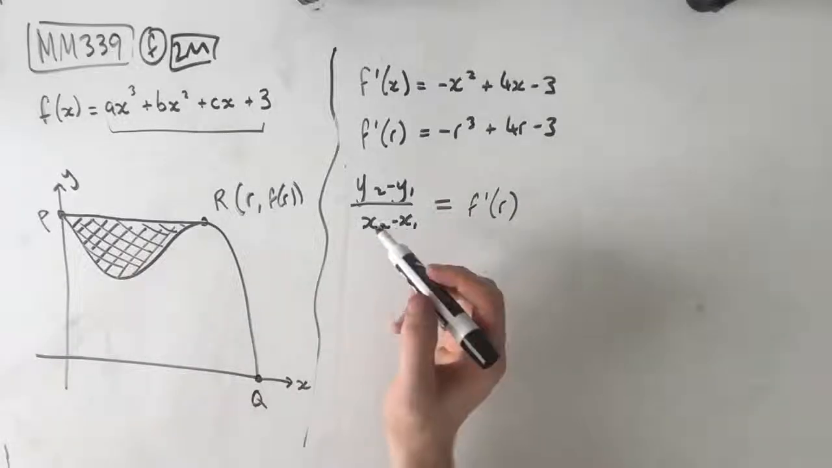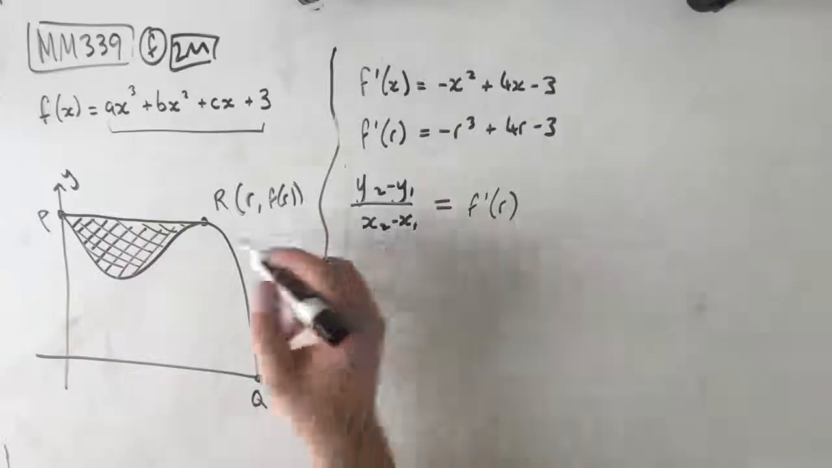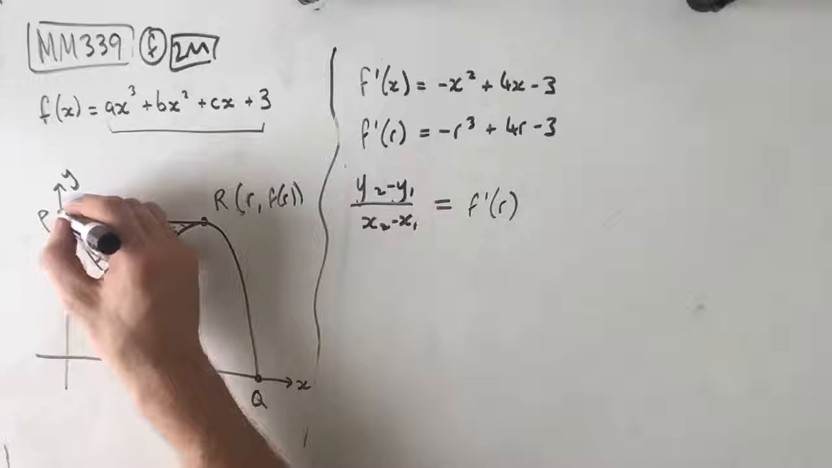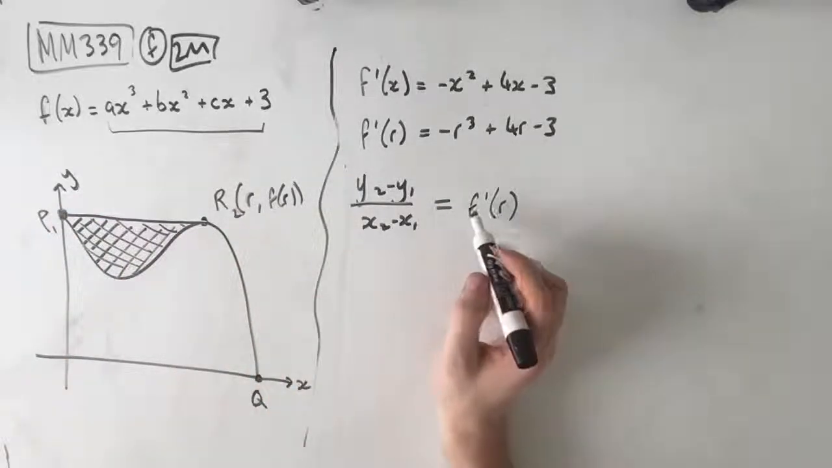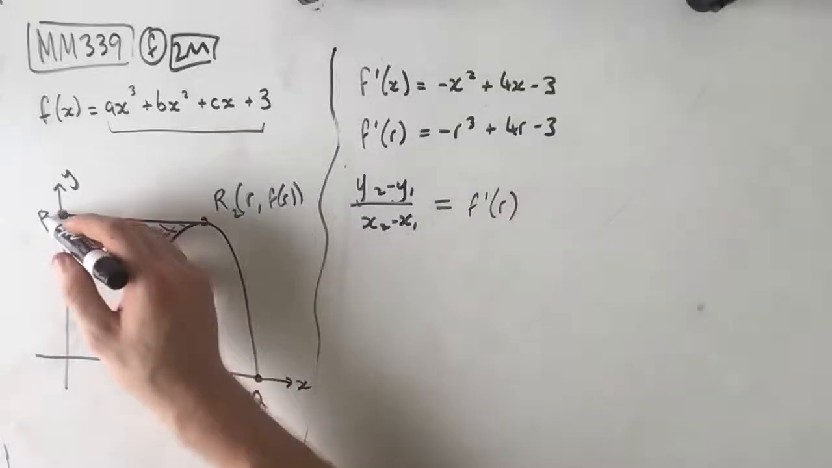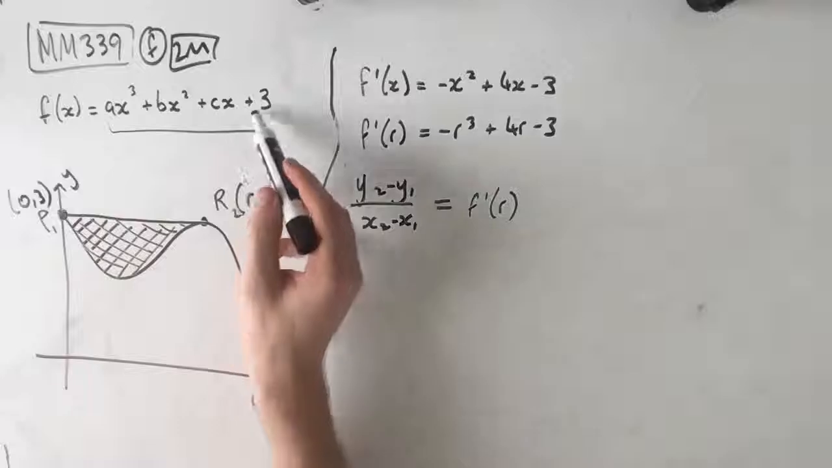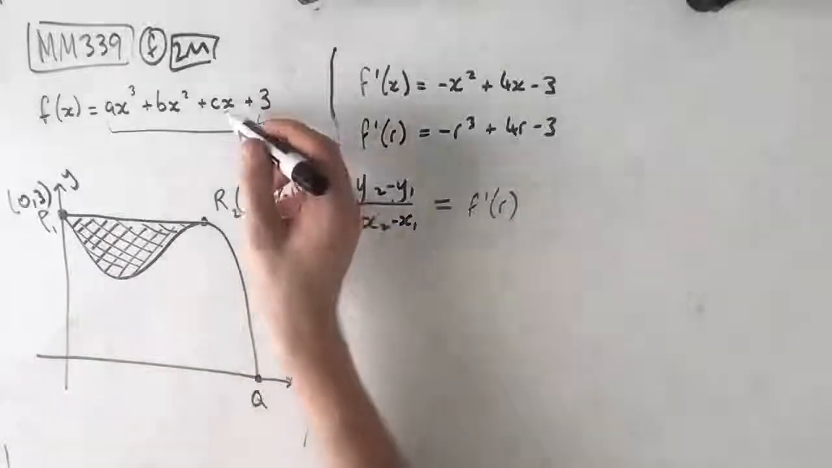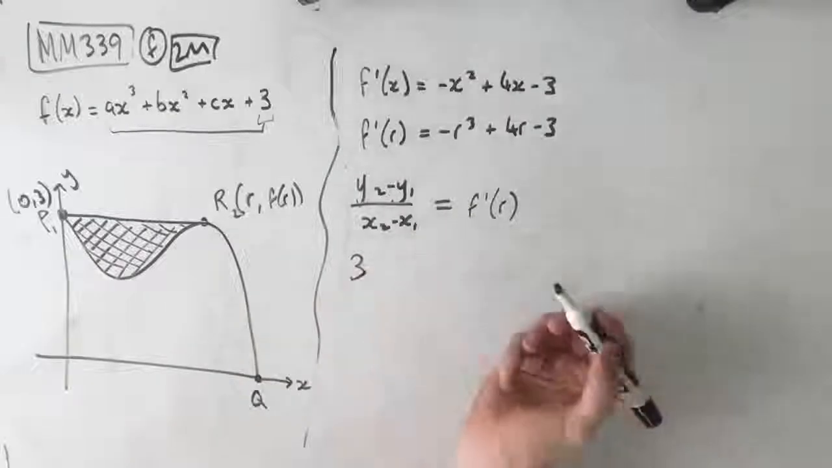Now, we know that our first y value here, we're going to call f of R. Actually, you know what, we'll call it at P. So this is going to be our first point, and this is going to be our second point. So our first point is P. Now we know that this occurs at 0, 3 because of this little 3 here, right? Regardless of what all this is, our P value is going to occur at 3. So our first y value is 3.